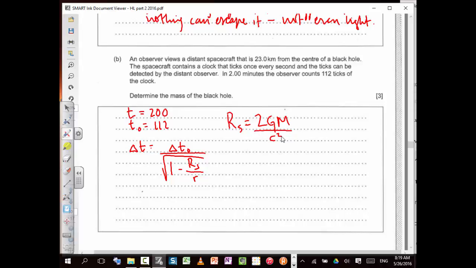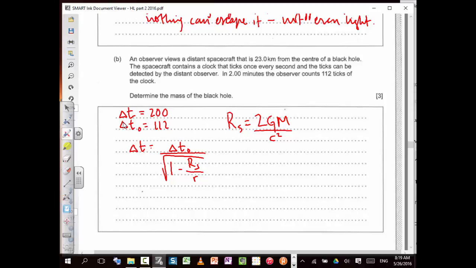Okay, and now we know both delta t. In fact, I'm just going to call these delta t because it's the time between the first tick and the last tick kind of thing. And we know delta t, we know big G obviously, we know c, we know little r. Little r is 23 kilometers. And so we know everything here except for the mass. So we should be able to find the mass.